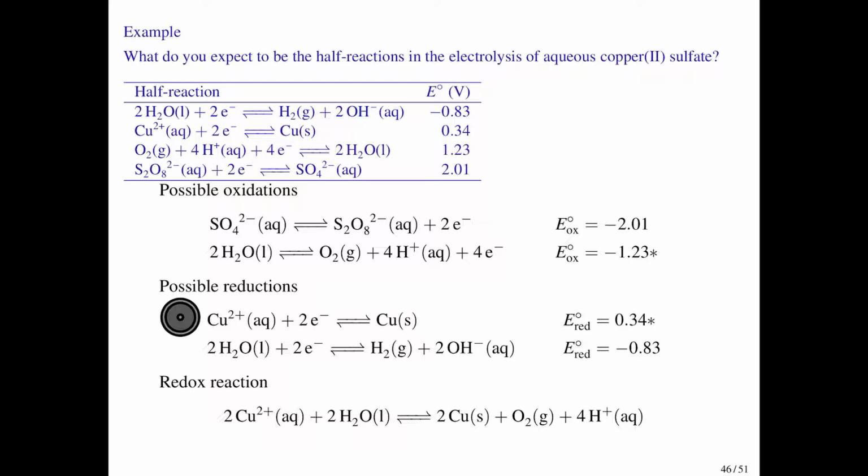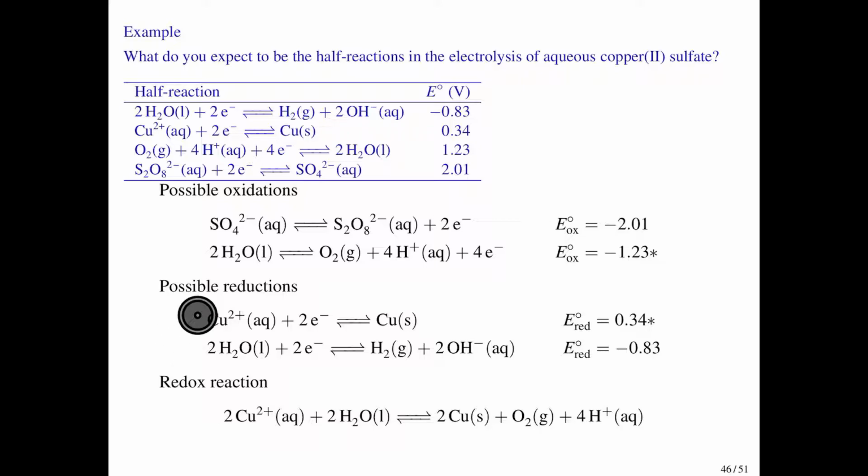At the cathode, we could end up reducing copper 2 to copper 0, or we could reduce the water down to hydrogen. And since these are reduction reactions, I can pull those numbers directly from the table without changing their sign, and then I can make my choice. The more positive reduction potential is going to give me the reaction that's being preferred. And so in this case, that would involve the reduction of copper will be preferred over the reduction of water.